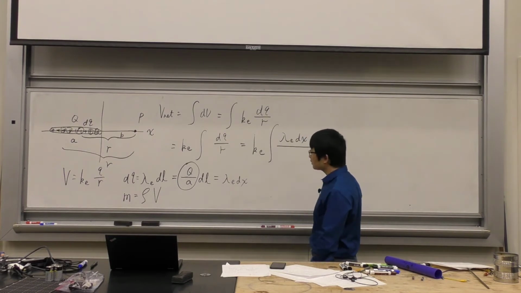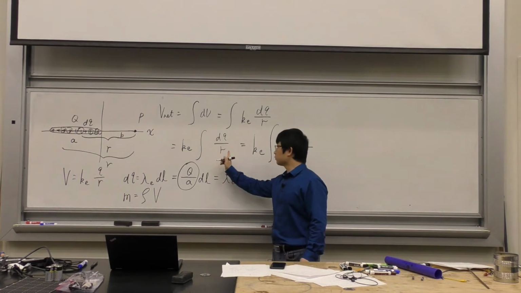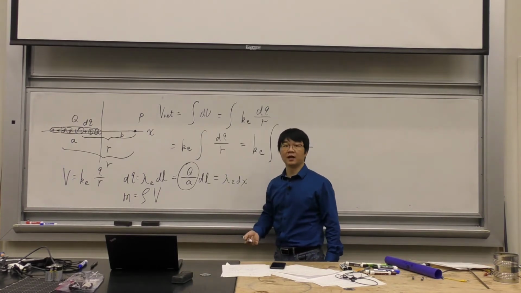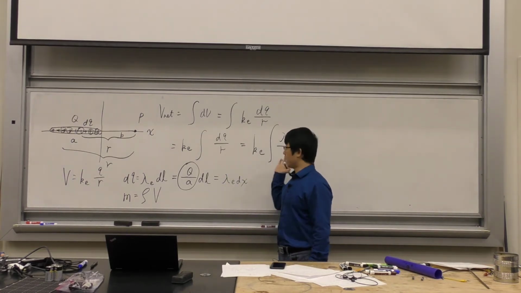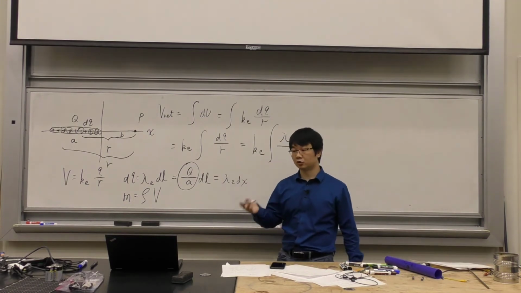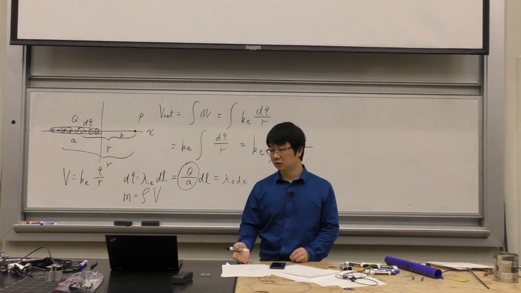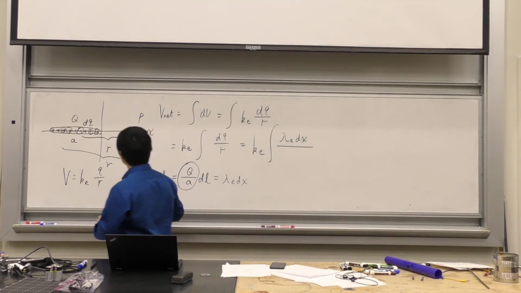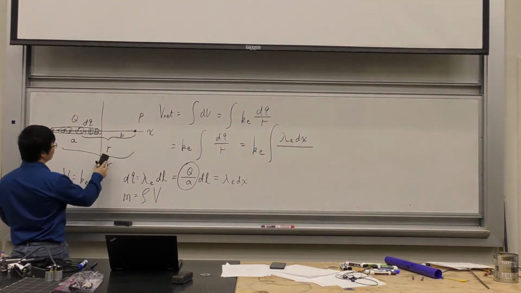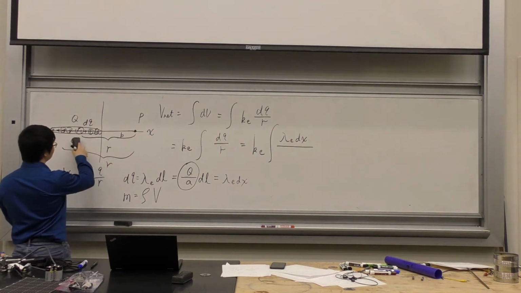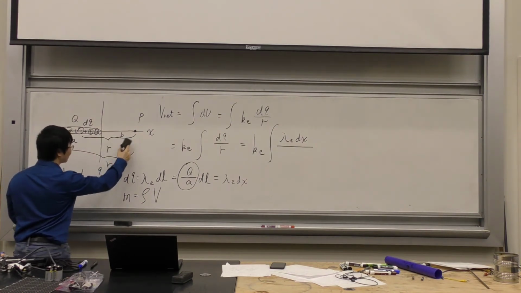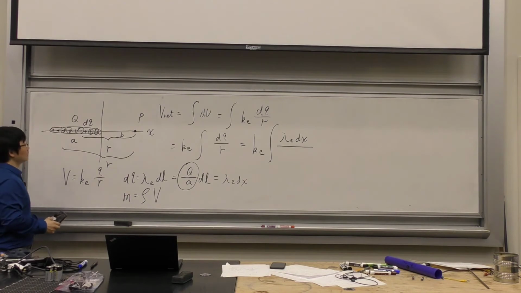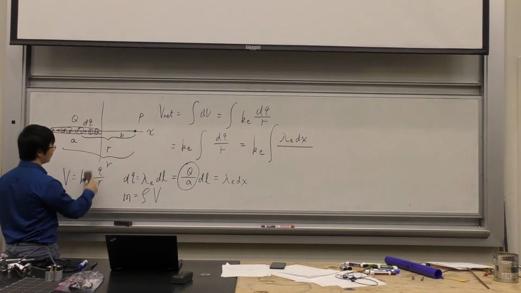So the next thing I should do, so we have some experience now. If I can write this R in terms of X, then everything is going to be in X. So I should be able to find the integral in the integral table, right? So how do you write the R in terms of X? Remember, this R is the distance from the dq to the point you pick, right? So in this case, how do I connect this R with X?